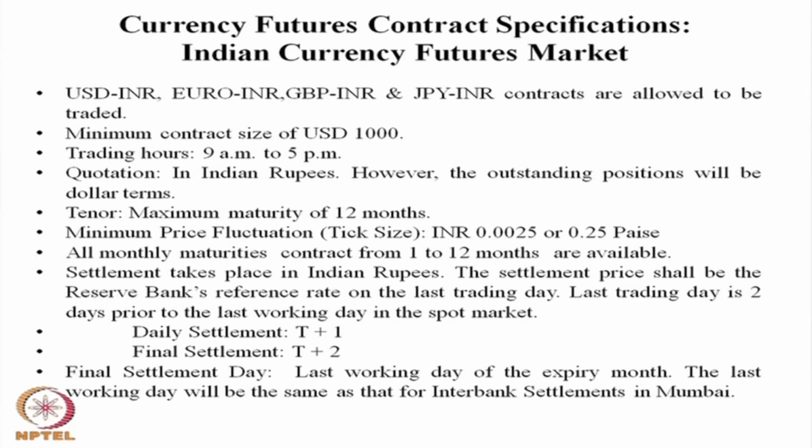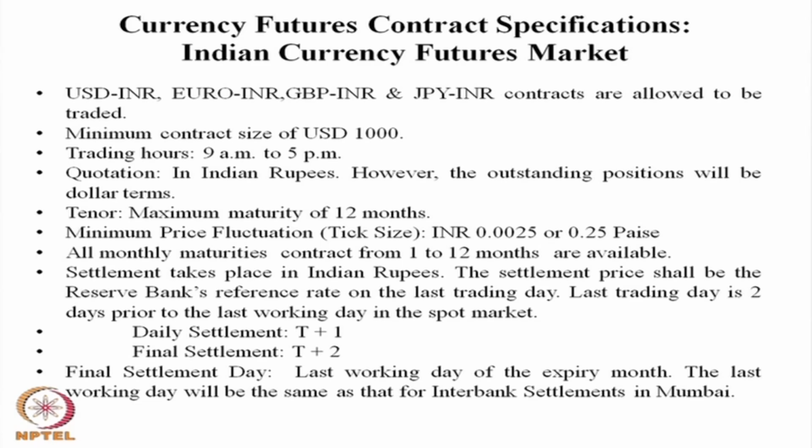Tenors: what are the tenors available? Maximum maturity is 12 months, and every month there will be a future contract, so 1 month, 2 month, 3 month, up to 12 month future contracts are available in the Indian currency market. The minimum price fluctuation, that is the tick size, is 0.25 paisa, that is 0.0025 Indian rupee.